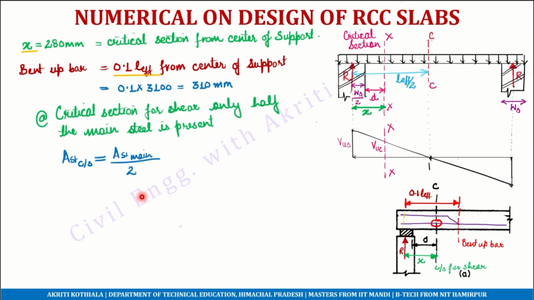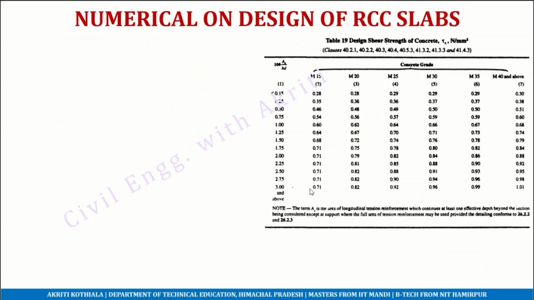Our AST main was equal to 411 mm square. Divided by 2, this calculates approximately to 206 mm square. So for the critical section for shear, the AST available is half, which is equal to 206 mm square. This is important because now we are going to calculate the percentage of steel present at the critical section using table 19. We have used this table before. From table 19, we know that P, percentage of steel, is equal to AST upon BD into 100.